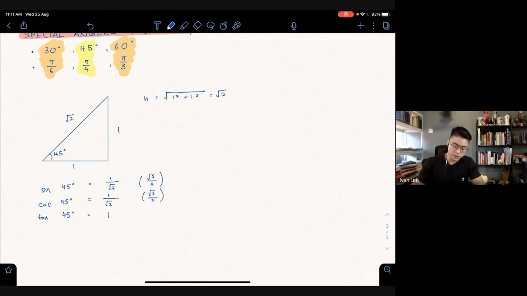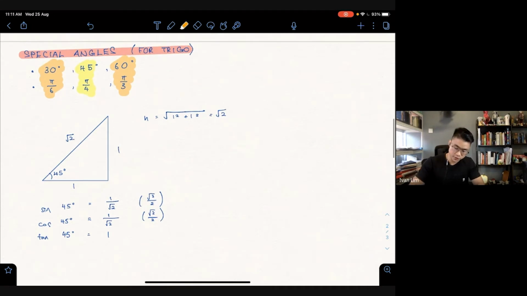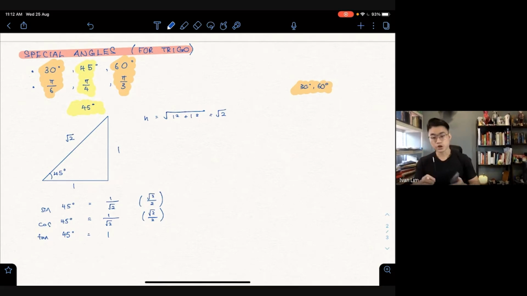Let's move on to the second triangle. This triangle is for 30 degrees and 60 degrees. So this one is for the orange color, this one is yellow color. This is for 45 degrees, and this is for 30 degrees and 60 degrees. The next triangle is slightly different. What you need to draw is an equilateral triangle, which has all same sides, with sides 2. And then we cut it into half. So I'm going to sketch this out for you.